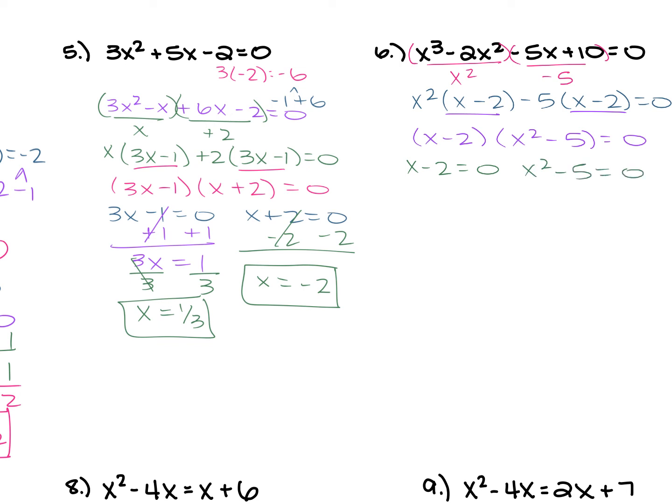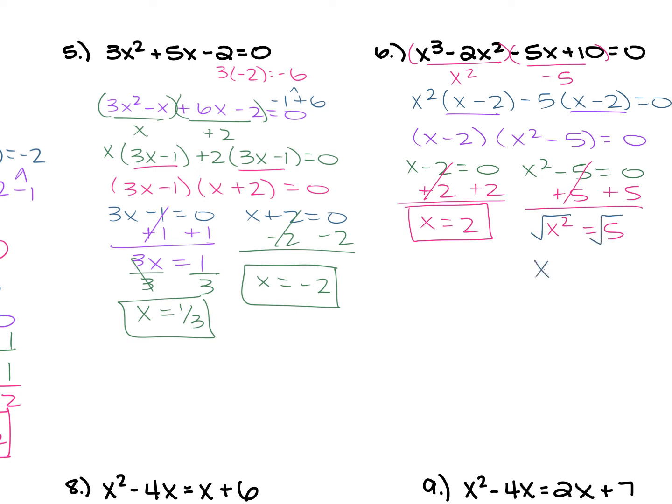From here, for the x minus 2 is equal to 0, add your 2 over. That gives you that x is equal to 2. For the x squared minus 5 is equal to 0, add your 5 over. That's x squared is equal to 5. Then take the square root of both sides. So remember, if you're taking the square root of both sides, you put the plus or minus in front of your answer, and that gives you x is equal to plus or minus the square root of 5 also.